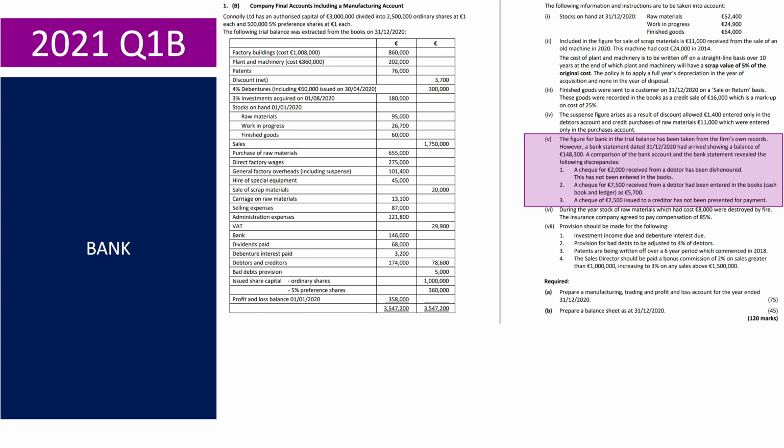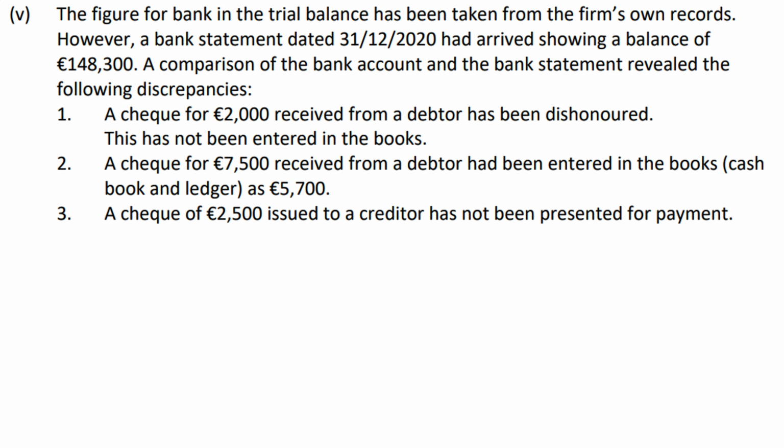So people who didn't know the bank adjustment this year just weren't going to get it right, because it appeared in both the sole trader and the manufacturing account. So part 5. It says the figure for bank in the trial balance has been taken from the firm's own records. However, a bank statement dated the 31st of the 12th, 2020 had arrived showing a balance of €148,300.